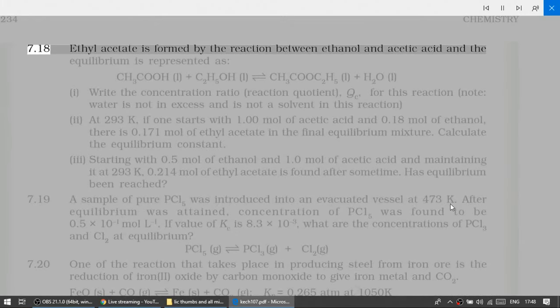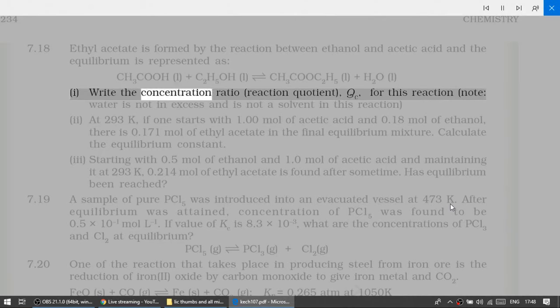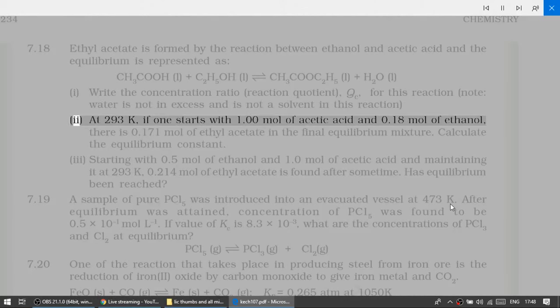Chemistry 7.18 Ethyl acetate is formed by the reaction between ethanol and acetic acid, and the equilibrium is represented as CH3COOH(l) + C2H5OH(l) ⇌ CH3COOC2H5(l) + H2O(l). 1. Write the concentration ratio, reaction quotient, Qc. For this reaction, note, water is not in excess and is not a solvent in this reaction.